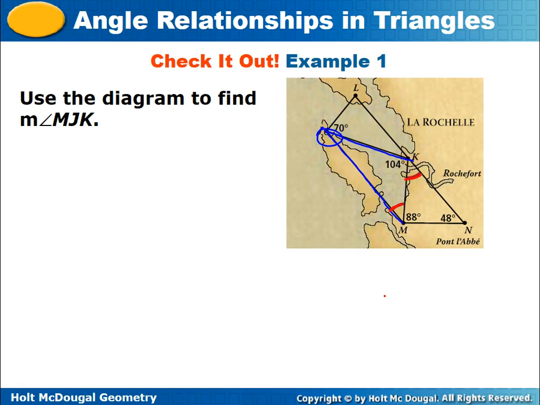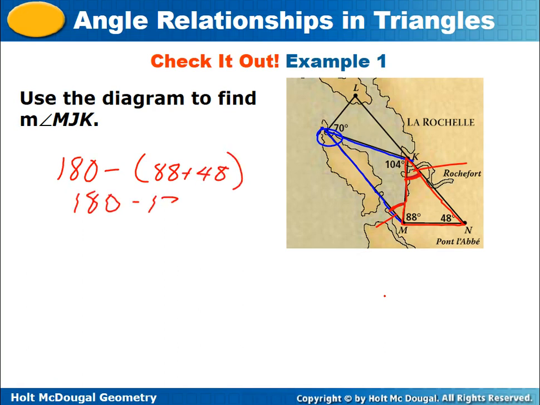And so I'm going to use this other triangle over here so I can find this angle. That's what I want to find. So if I can find this one, I can always find that one. So here we go again. So we've got 180 minus 88 plus 48. So that's going to be 180 minus 136. That's 44 degrees. So if this is 44 up here, then this down here is 44 degrees.